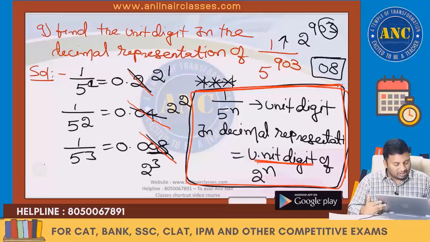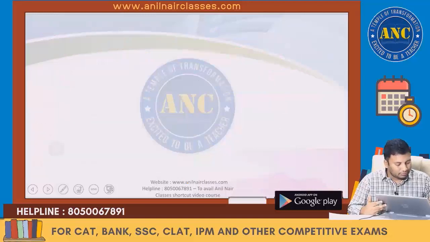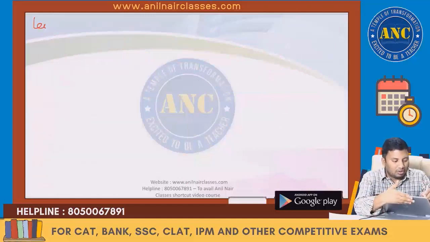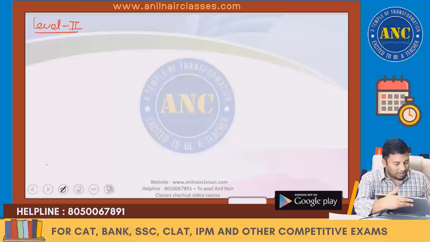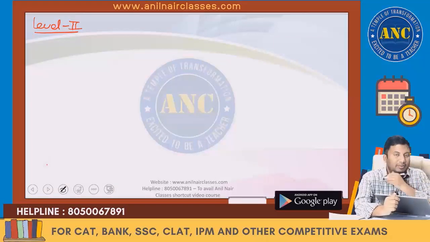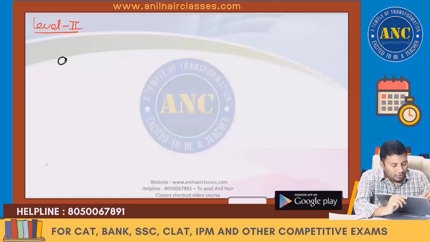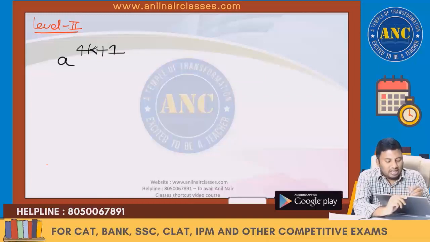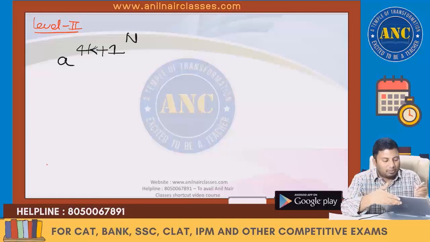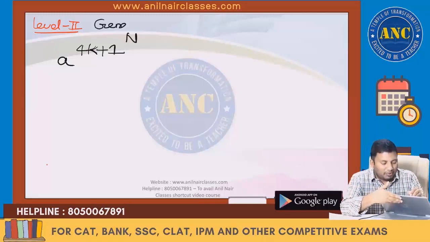Level 2. Please write down level 2. Till now what we did is level 1 problems. Let us do level 2. Listen carefully. A is a number. First power is a power 4k plus 1, power n. Pallavi, you asked a doubt here, that also I will discuss. I am doing power to the power.